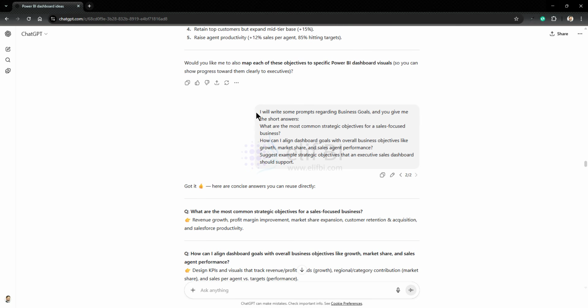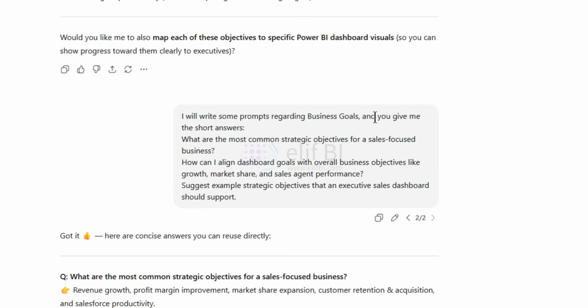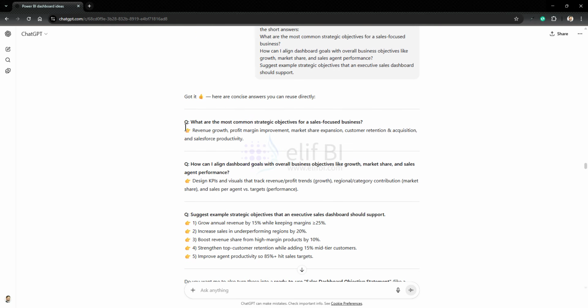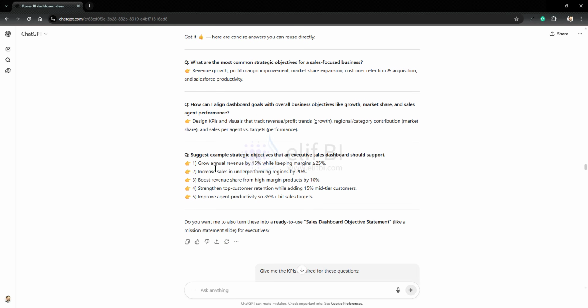Carrying on this conversation, I write further that I will write some prompts regarding business goals and you give me short answers. What are the most common strategic objectives for a sales-focused business? So here what I'm trying to do is to initiate a discussion to understand more what I can offer using this dashboard, and if I can incorporate some meaningful numbers into these business objectives. How can I align dashboard goals with overall business objectives like growth, market share, and sales agent performance, and suggest some strategic objectives that an executive sales dashboard should support. So it gives me some of the questions and some more examples here.